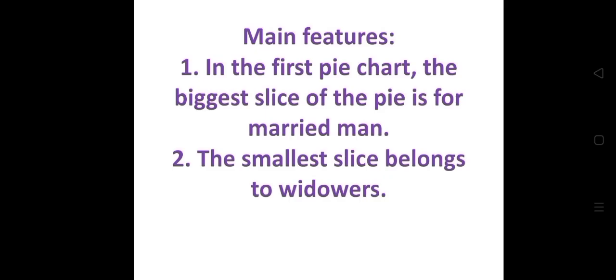As I already said, to write a static overview, we have to see the main features like smallest or biggest figures and so on. So let us look at the main features and then we will write the overview. Listing main features makes the overview easy.